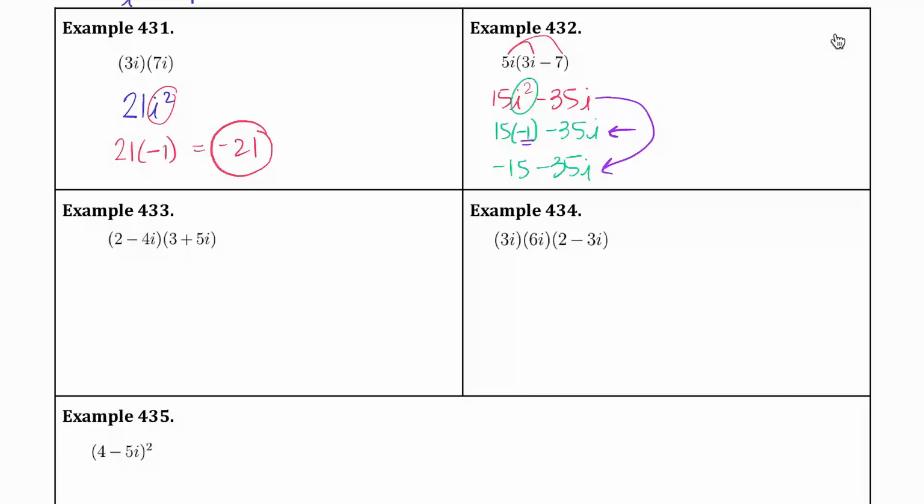Okay, 433, we've got to distribute here, twice in fact. So we distribute, 2 times 3 is 6. Then we get plus 10i, distribute, we get minus 12i, and then minus 20i squared. Okay, we can combine these, so I get 6 minus 2i, and then that i squared is really a negative 1, so I have negative 20 times negative 1, or we could just change that to a plus 20. Combine one more time. 6 plus 20 is 26 minus 2i.